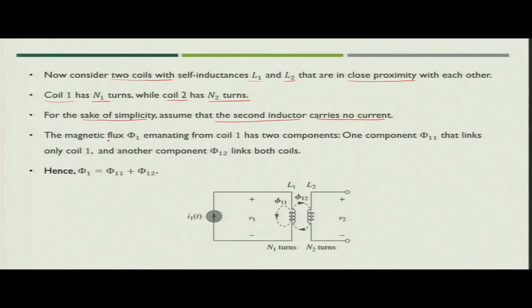Now, the magnetic flux phi 1 coming from coil 1 will have two components. One component links only coil 1. If you see the magnetic flux generated in this coil, it has phi 11, which is linked to only coil 1, and another component phi 12, which links the second coil also. So, you can say the total flux phi 1 is a combination of phi 11 plus phi 12.